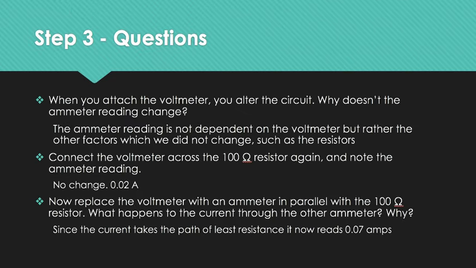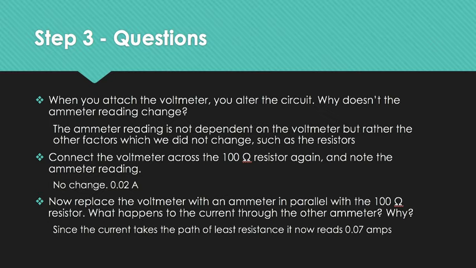Step 3 had some questions about the lab. It asked, when I attached the voltmeter, I altered the circuit. Why doesn't the ammeter reading change? I stated the ammeter reading is not dependent on the voltmeter, but rather other factors that did not change, such as the resistors. For this reason, the ammeter reading didn't actually change. I then connected the voltmeter across the resistor again and noted the ammeter reading. Once again, I stated there was no change and it still read 0.02 amps.